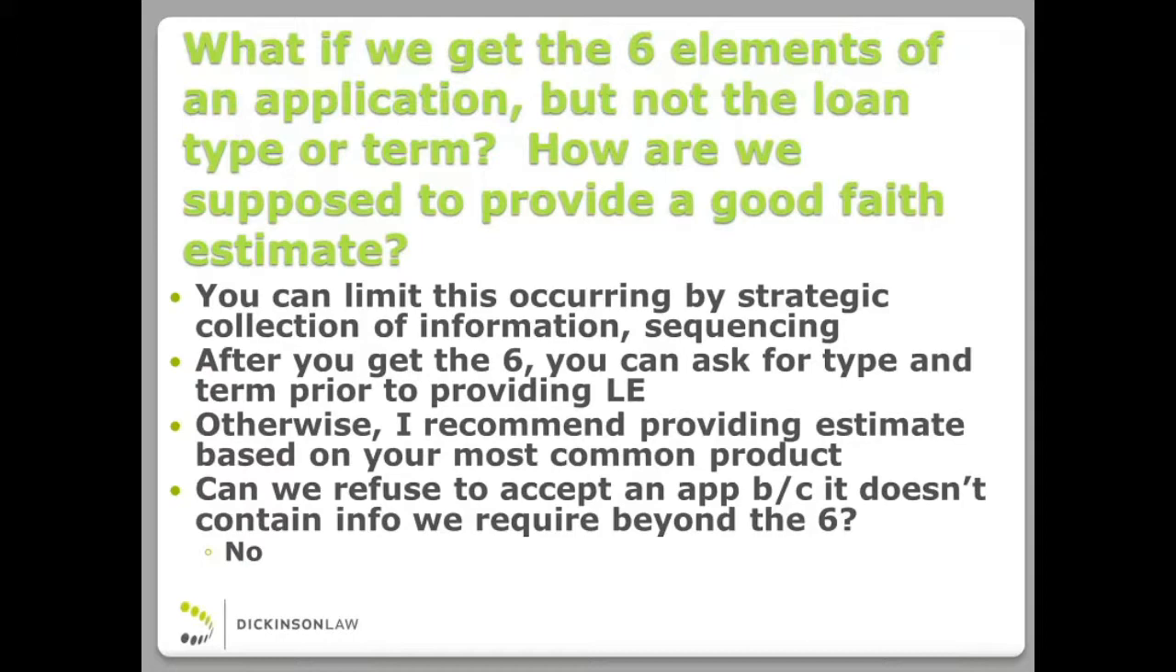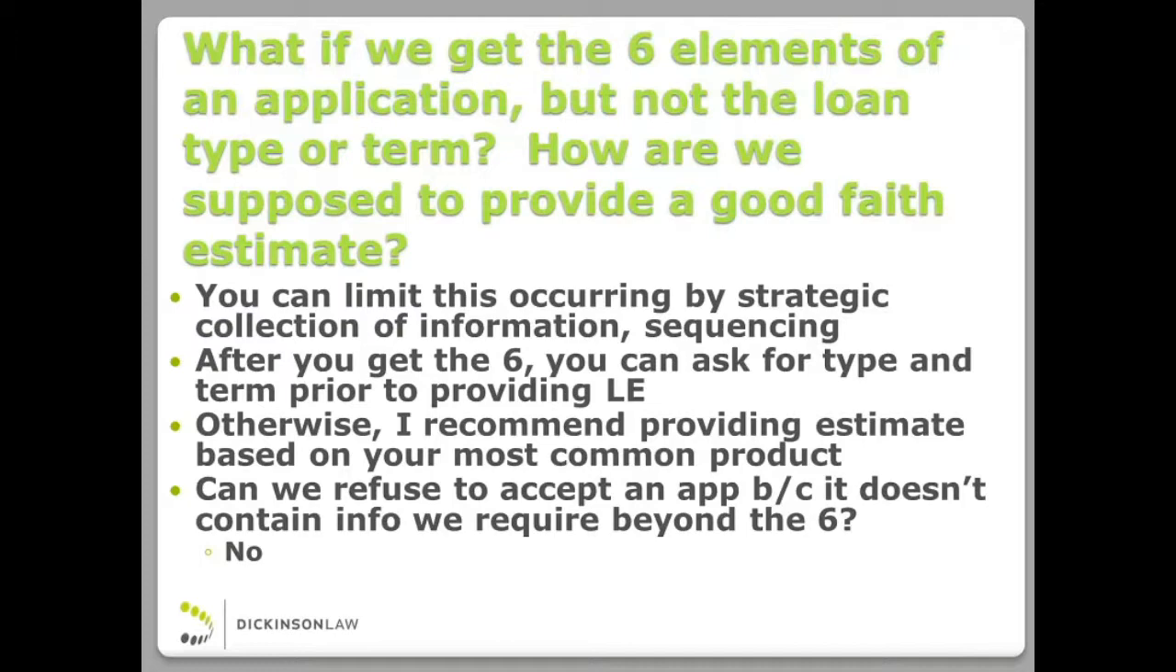That's just my recommendation. You could set it at really anything as long as it's a real thing that you offer. But I would recommend doing it across the board so that it removes another layer of subjectivity from the process. A follow-up question to this would be, well, okay, can we refuse to accept an application because it doesn't have the loan type or term?